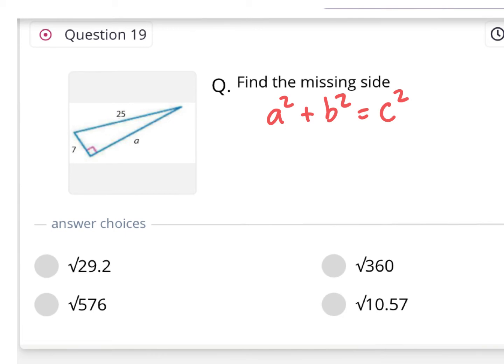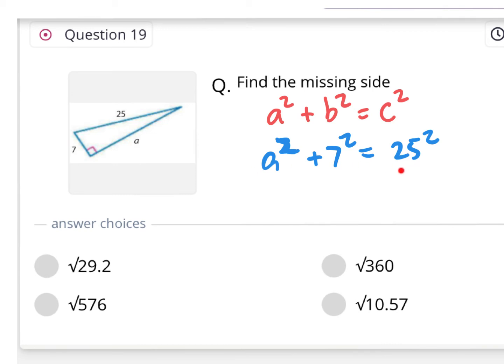So we have a squared. Now notice, I usually label the a squared the shortest side. They made the longer side. But of course, the hypotenuse is always the longest side opposite the 90-degree angle. It doesn't matter which one's a, which one's b. So let's just say a squared, we don't know the a, plus b squared, plus 7 squared equals c squared, which is 25 squared. Okay.